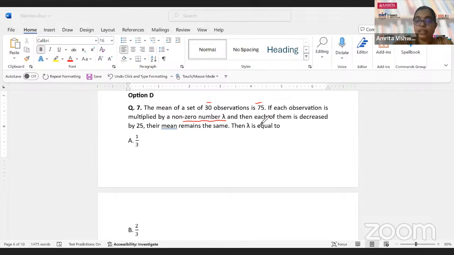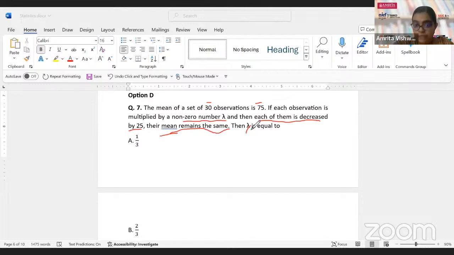After that, each of them is decreased by 25. Which means from x1 you are subtracting 25, from x30 also you are subtracting 25, from x15, x17 also you are subtracting 25. But there is one thing that's clearly mentioned: even if you are doing all these operations, the mean remains the same. Now, the question is asking you to find the value of lambda.